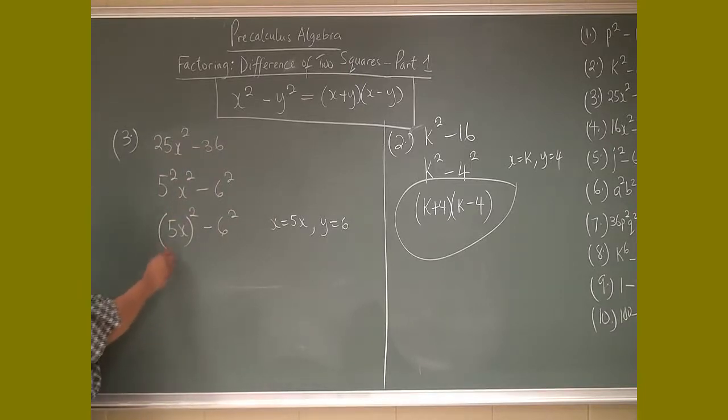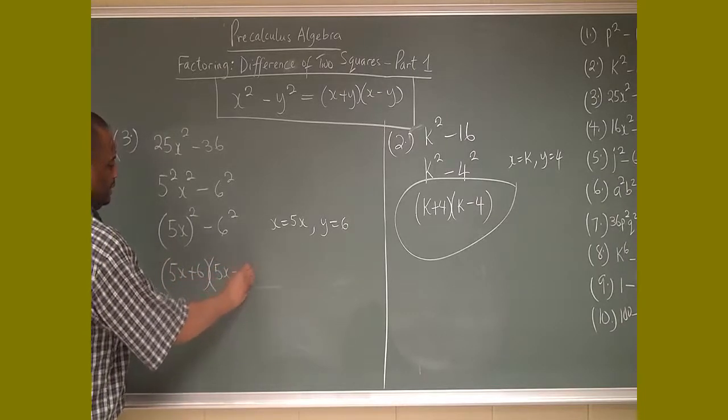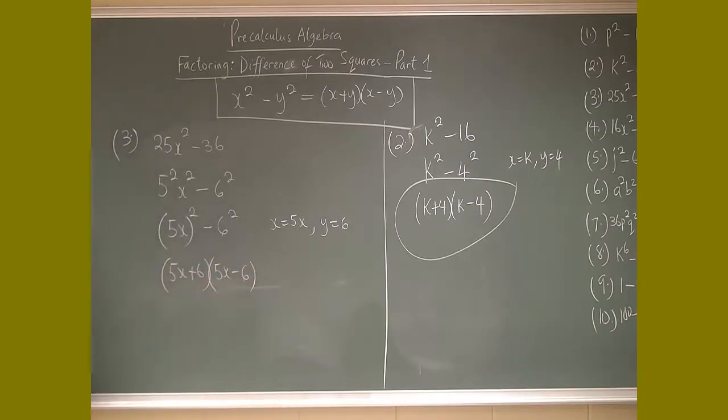So this means that this will give us what? 5x plus 6 times 5x minus 6. And that is it. And you know the thing now, when you want to check this, you can always check this. If you multiply this, you can use FOIL. If you use FOIL and multiply this, it gives you back this.